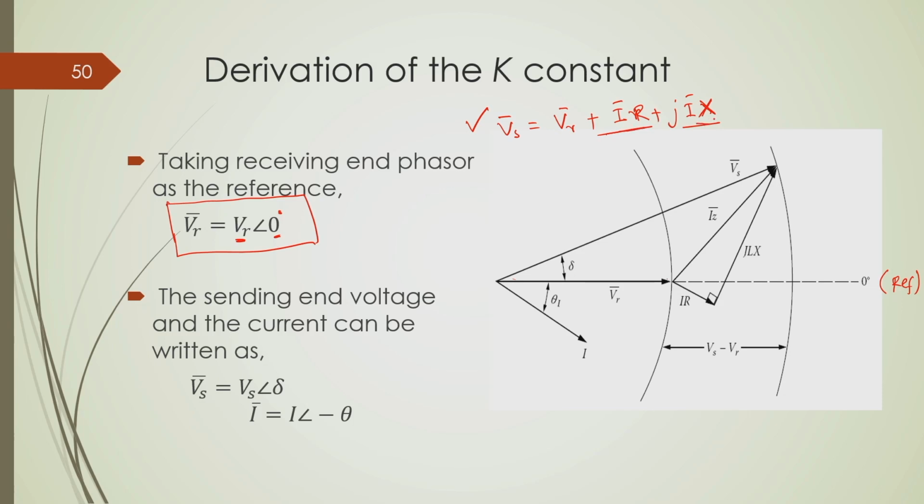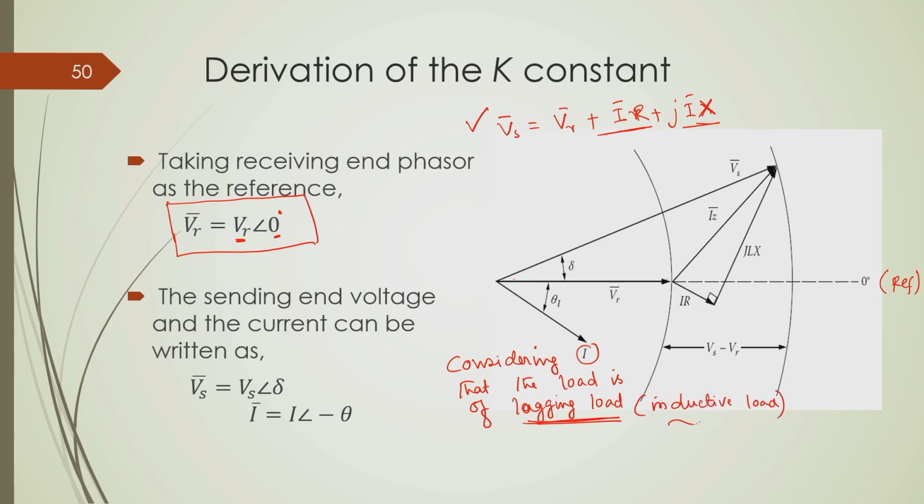So, how to add these two drops? In order to add them, first we have to locate the position of the current phasor with respect to the receiving end voltage, and here we put this current phasor I considering that the load is lagging. Lagging load means inductive load, which is true for all practical loads, because practical loads are inductive, which we know.